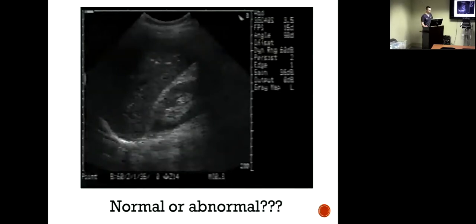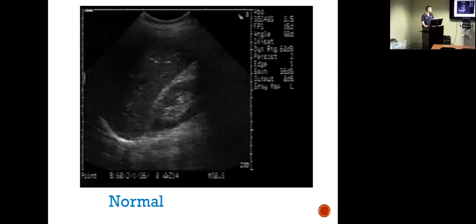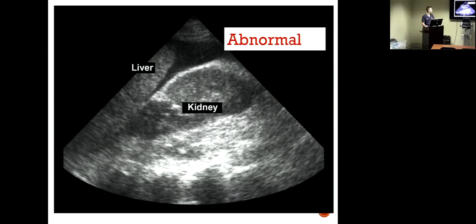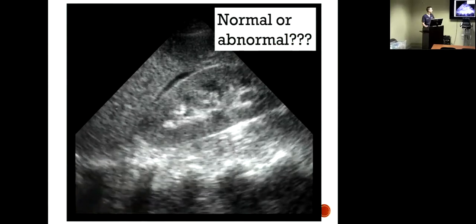So what do you guys think? Normal or abnormal? It's okay if you're wrong. What would you call this one? Just kind of looking at it, do you see any obvious black between the liver and the kidney, or above the liver? Shaking your head, no. So agreed, this is normal. It doesn't really hug completely snug, but this is gray, which is fine. What about this one? Abnormal. Yeah, so you're seeing a lot of black, lots of fluid in this area here. How about this one?